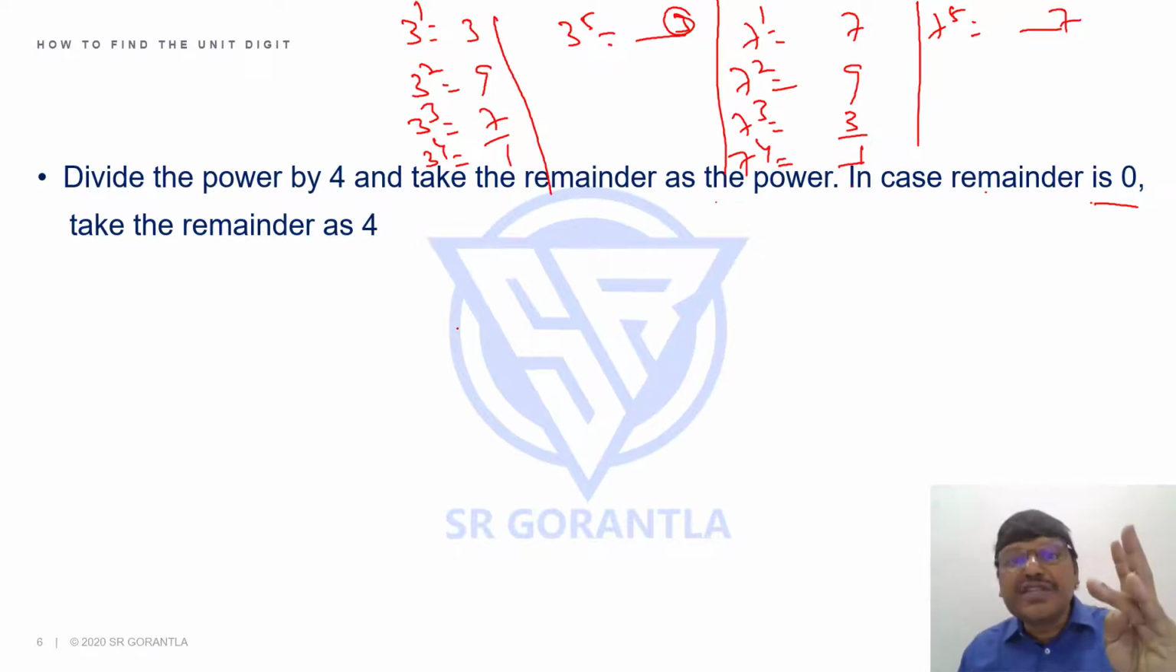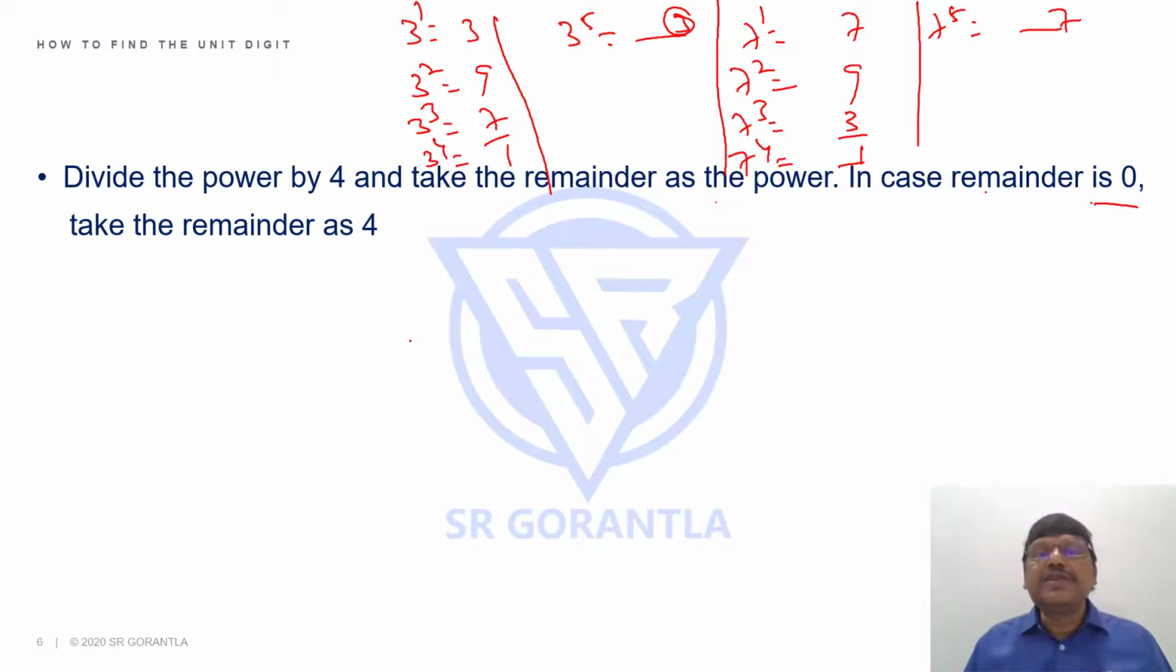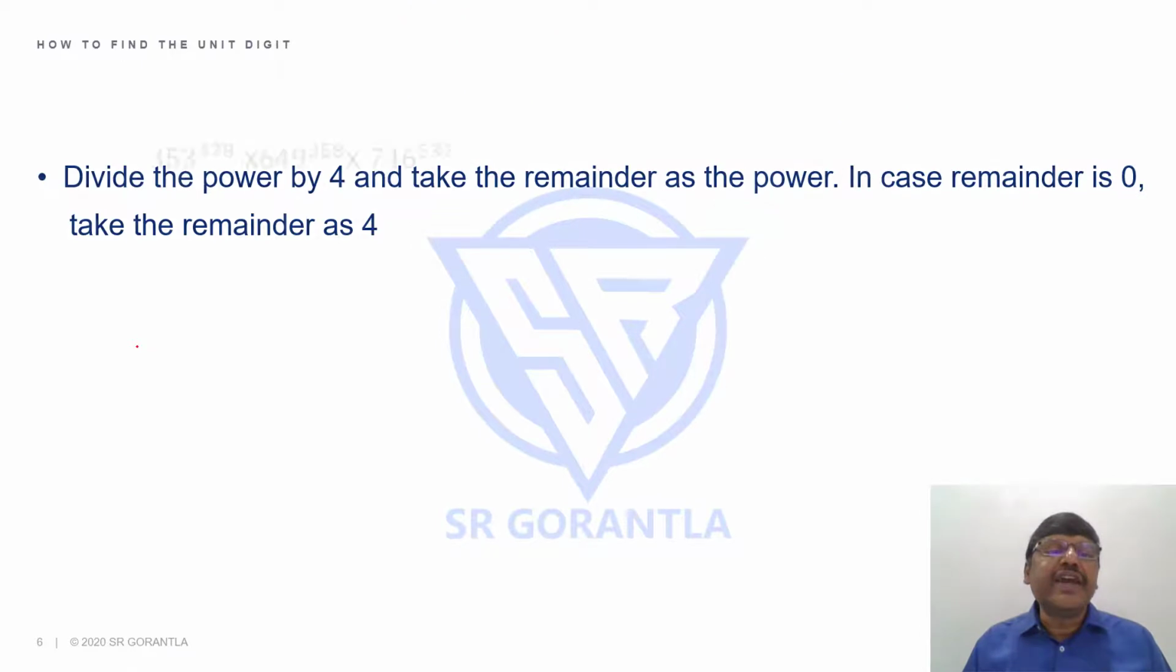8, 8 square is 64, 4, 8 cube is 512, 2, 8 power 4 is 4096, 6. Next, 8 power 5 again ends with 8. Right? So that's why for 2, 3, 7, 8, we divide the power by 4 and take the remainder. Right? So now with this, we'll go back to the earlier question and solve it again.